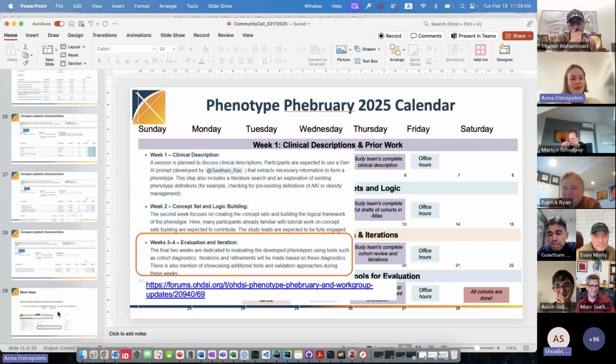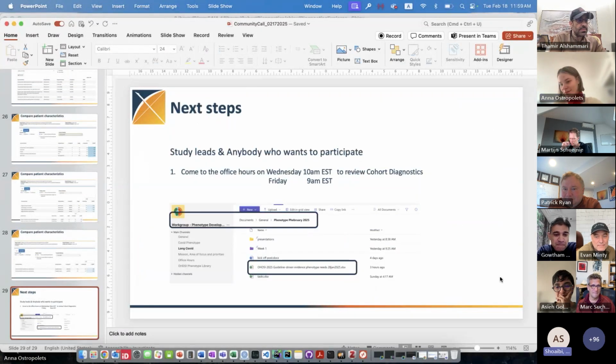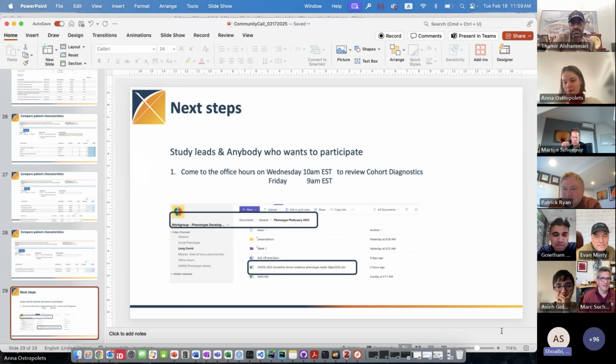Okay, and then we have 1 minute. I know we have thought about going over, so let's cover next steps. Tomorrow we will do the demo of CohortDiagnostics for people to be able to learn things from CohortDiagnostics. We'll do this in the office hours tomorrow. The session will be recorded if you cannot make it, but please come. You can find the meeting in the Phenotype Development Work Group in the meetings.